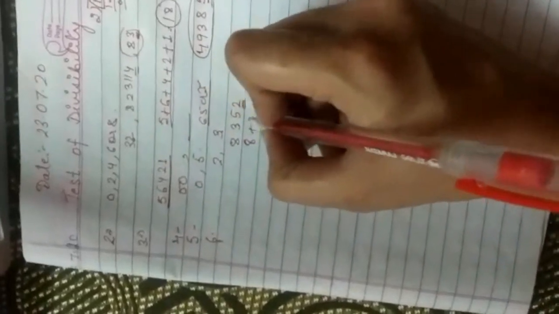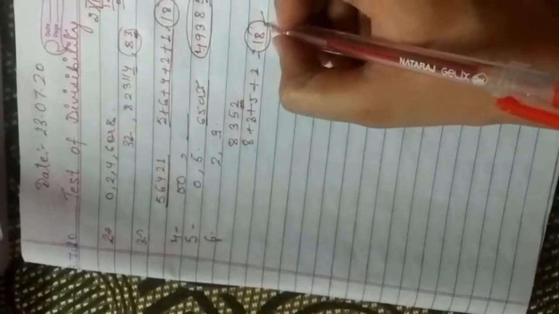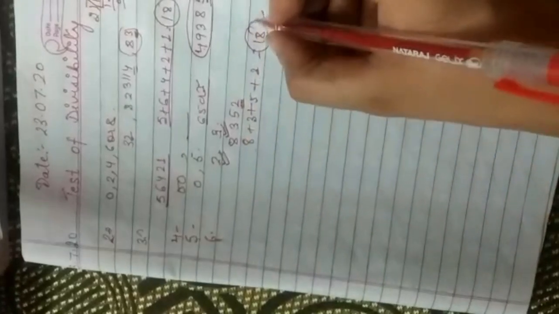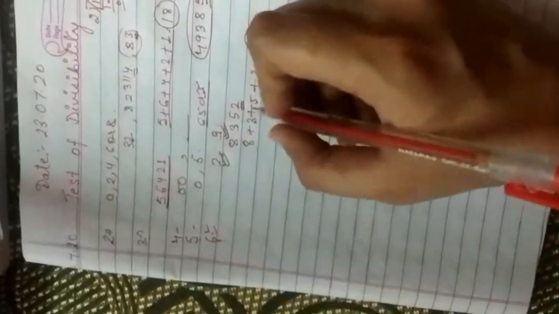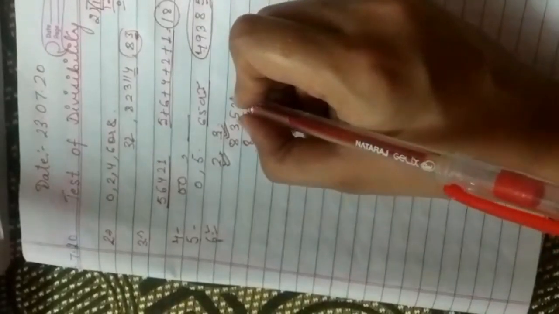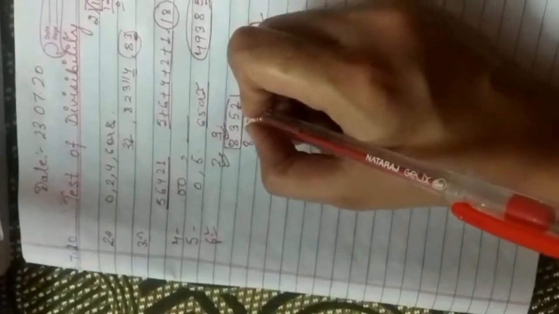Divisibility of 3. What was the divisibility of 3? Adding all the digits. So here now we will add all these digits. 8 plus 3 is 11, plus 5 is 16, plus 2 is 18, and 18 is coming in the table of 3 also. So that means it is divisible by 2 and it is divisible by 3 also. So that means it is divisible by 6. So without dividing the whole number, we can say that the whole number 8352 is divisible by 6.